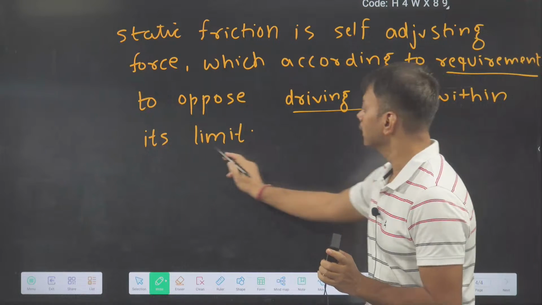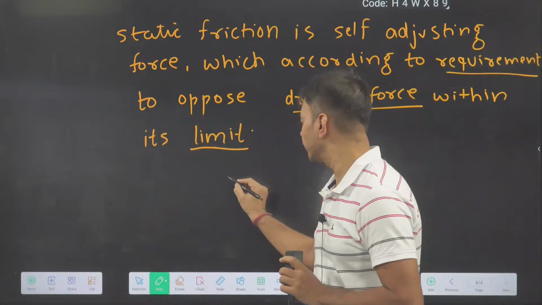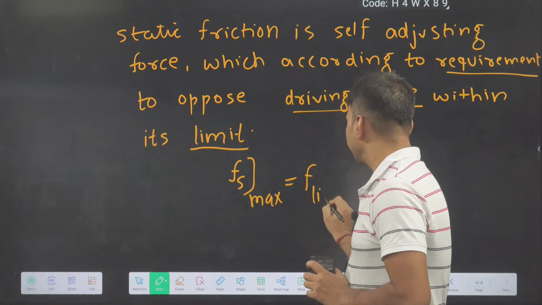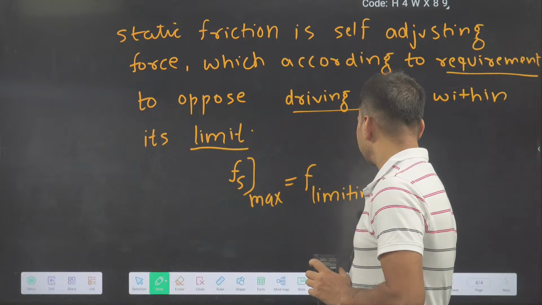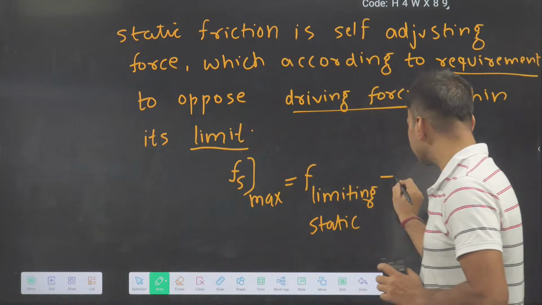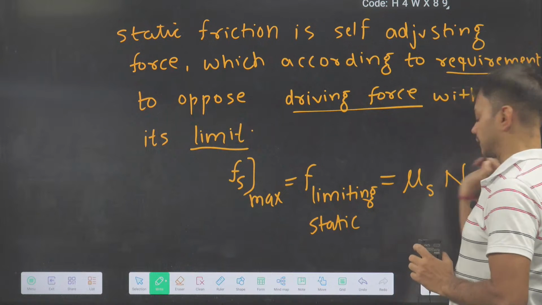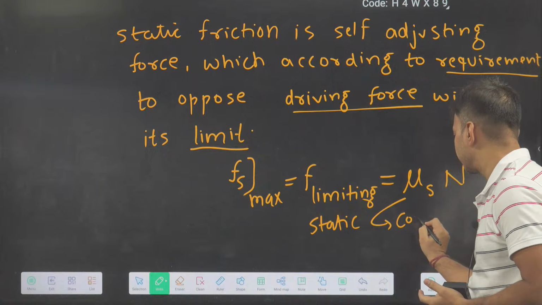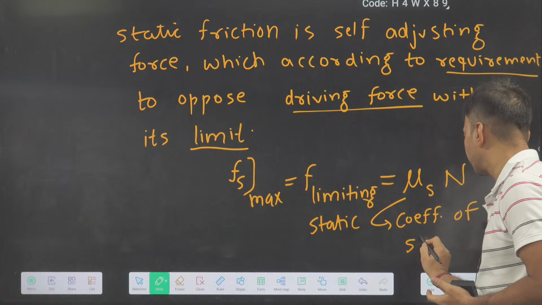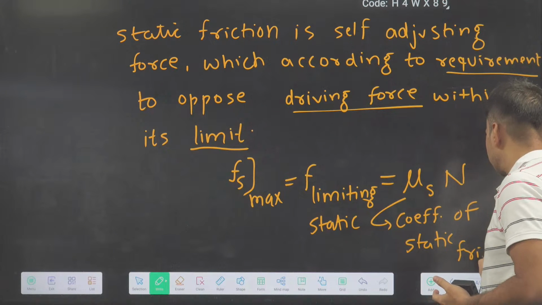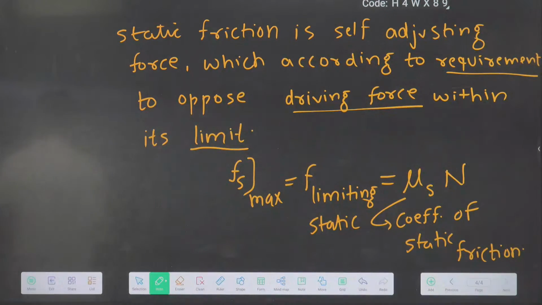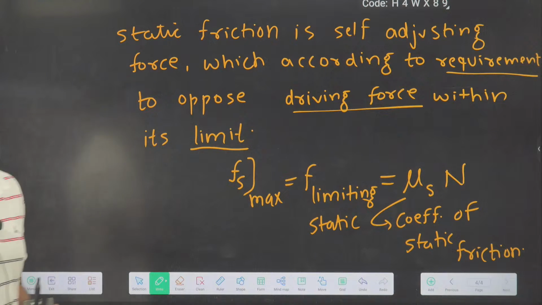But there is a limit. Limit is called maximum value of static friction. Static friction's maximum value is also called limiting static friction. That is defined as mu s into normal reaction. You better know, mu s is called coefficient of static friction. This is the maximum value. Okay, if required value is less than the maximum value, static friction will assume that value.